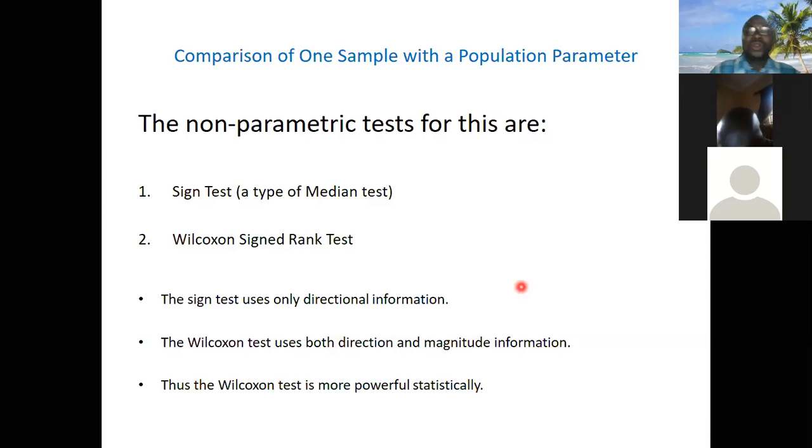I'll resolve it. So now I want to quickly look at the comparison of one sample with a population parameter. Of course, the population parameter here, when we are talking of non-parametric tests, is the median. We would like to talk about the median rather than the mean.